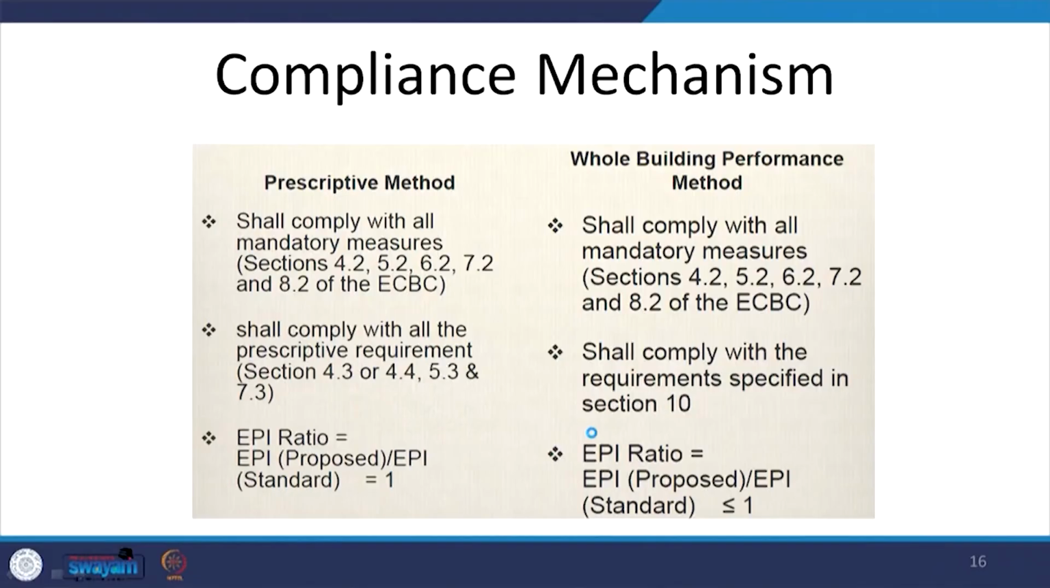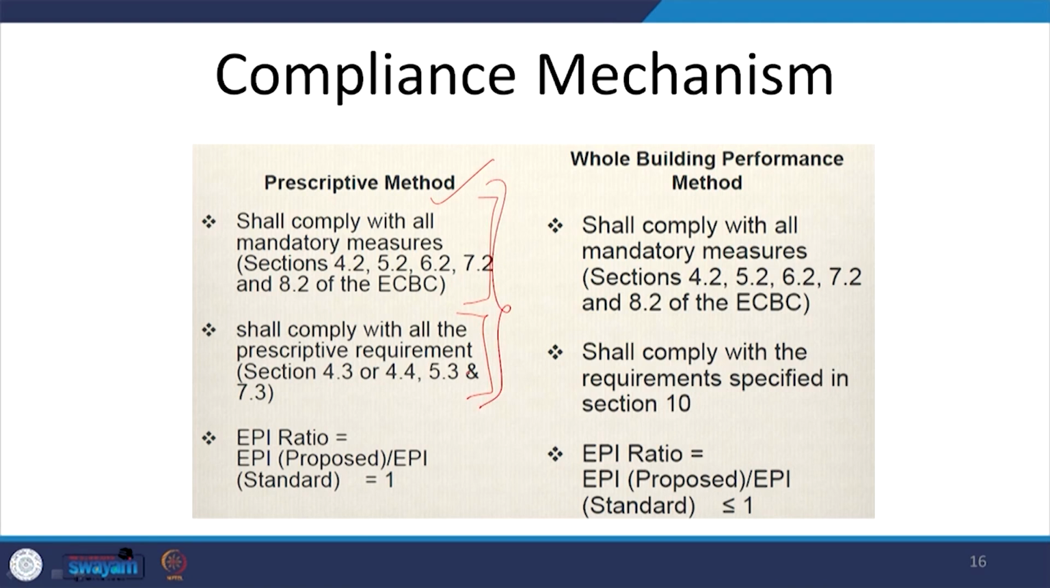So, there is a huge potential of energy savings and emissions reduction if ECBC is implemented and mandated in the entire country. So, if we look at the compliance mechanism, we have briefly touched upon it while we were discussing sustainable buildings in previous lectures. There are two distinct methods of compliance. One is the prescriptive method, where the building complies with all the sections, mandatory measures and prescriptive requirements given in chapters 4 to 7. In case the prescriptive method is not used, then we have two options.